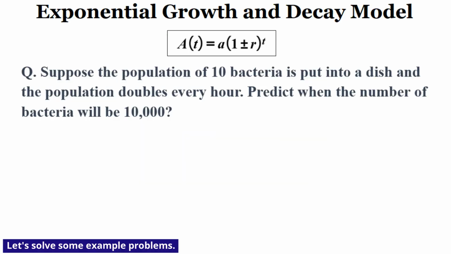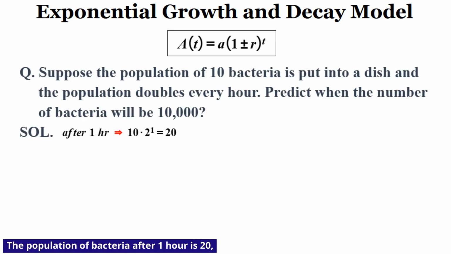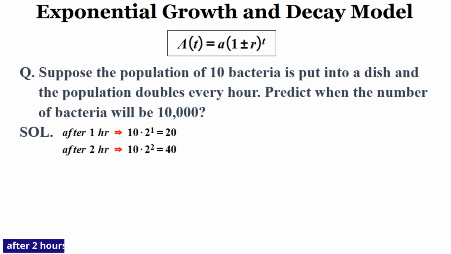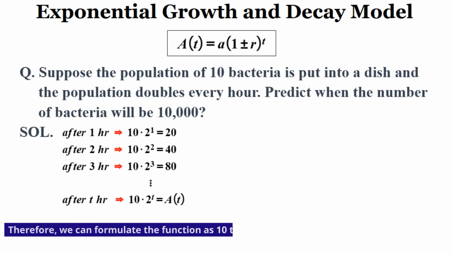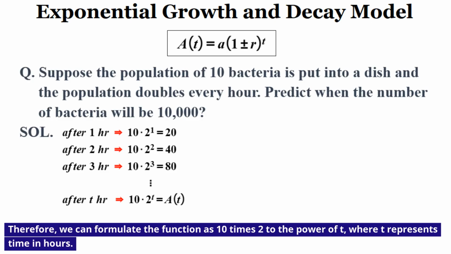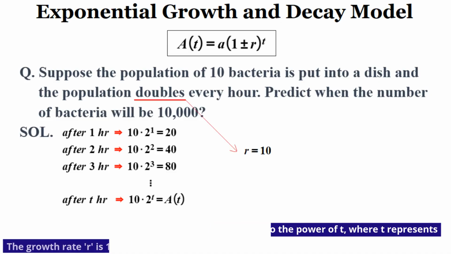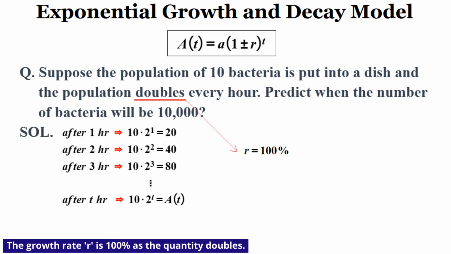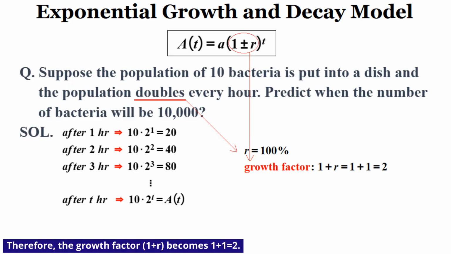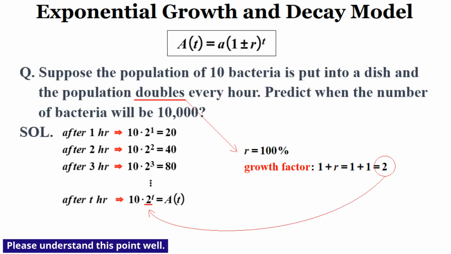Let's solve some example problems. The population of bacteria after 1 hour is 20. After 2 hours is 40. And after 3 hours is 80. Therefore, we can formulate the function as 10 times 2 to the power of t, where t represents time in hours. The growth rate r is 100% as the quantity doubles. Therefore, the growth factor, 1 plus r, becomes 1 plus 1 equals 2. Please understand this point well.